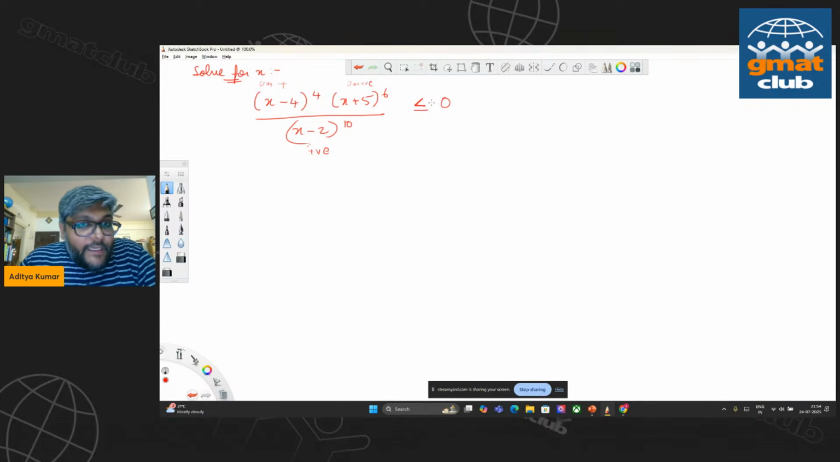So what is the next best thing I can do? I can have it be equal to 0. And when will this entire left-hand side be equal to 0? When the numerator is 0. And what values of x will make my numerator 0? x is equal to 4 or x is equal to minus 5. I'm not going to take x is equal to 2 as a solution to this equation. Why? Because if I take x is equal to 2, my denominator becomes 0, and I cannot have the denominator be 0 because something divided by 0 is undefined.